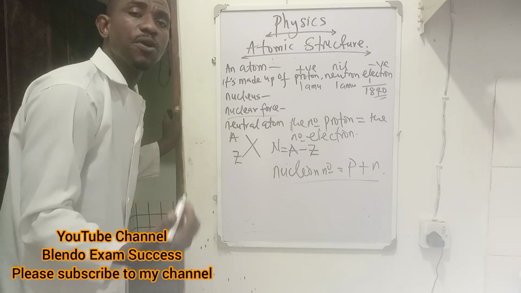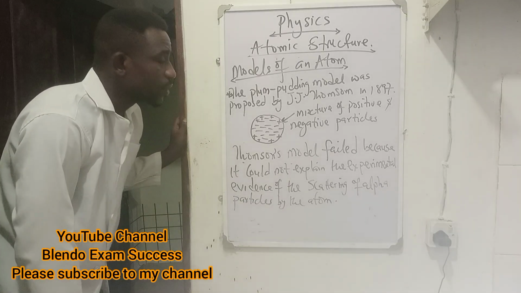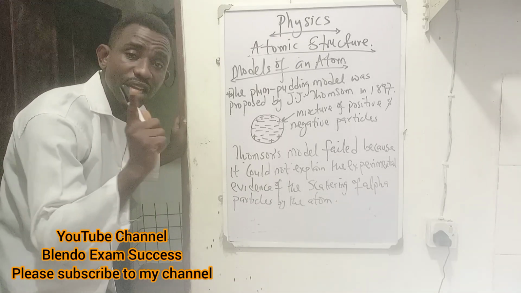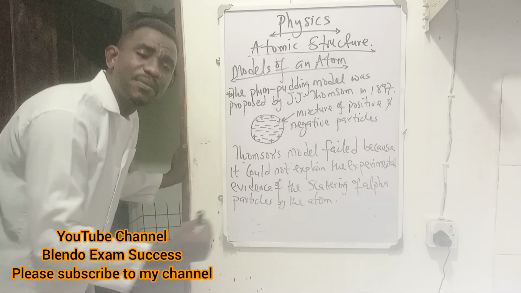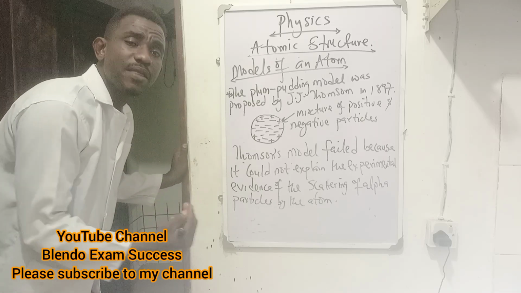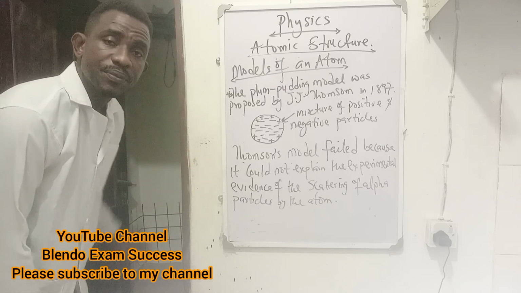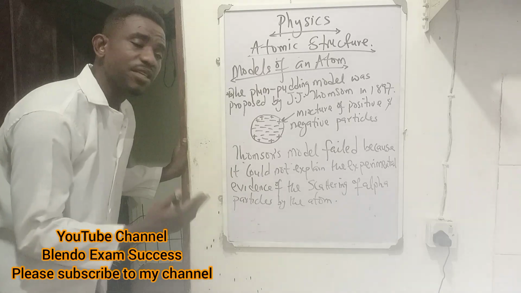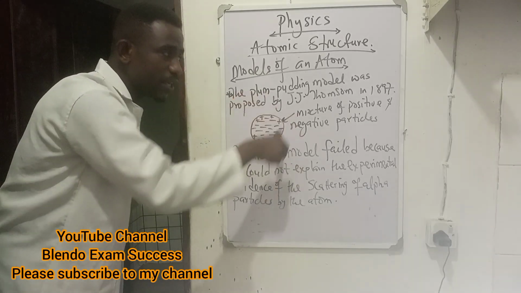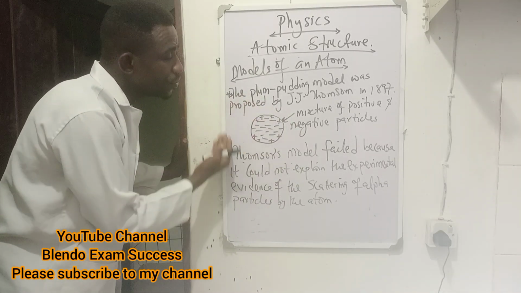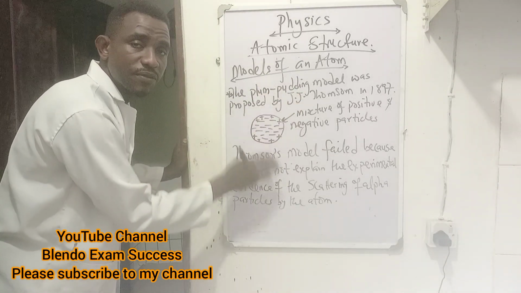Okay, so we have what we call models of an atom. The plum pudding model was proposed by J.J. Thomson in 1897. The model described the atom as having a mixture of positive and negative charges, called the plum pudding. Plum in a pudding. The plum is the negative charges, then the pudding is just the surface. Pudding is the positive charge.